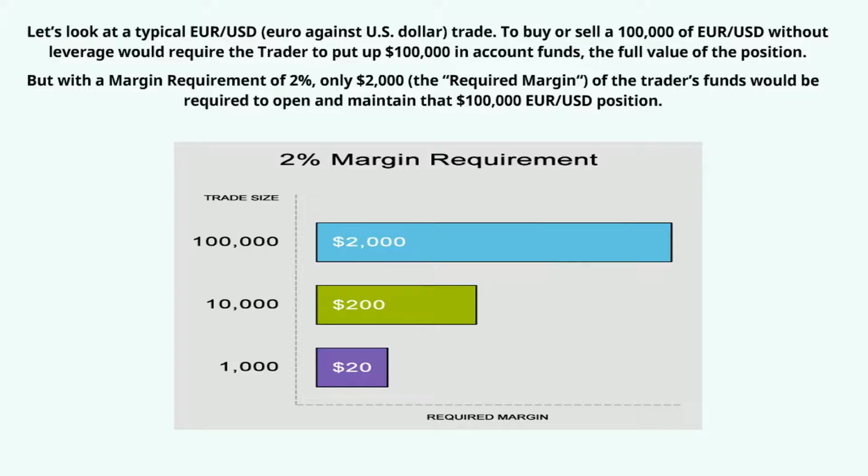Let's look at a typical euro against US dollar trade. To buy or sell 100,000 euros against USD without leverage would require the trader to put up $100,000 in account funds, the full value of the position. But with a margin requirement of 2%, only $2,000, the required margin of the trader's funds, would be required to open and maintain that 100,000 euro USD position.